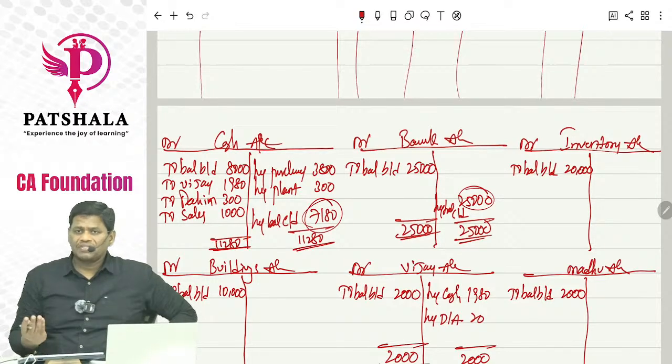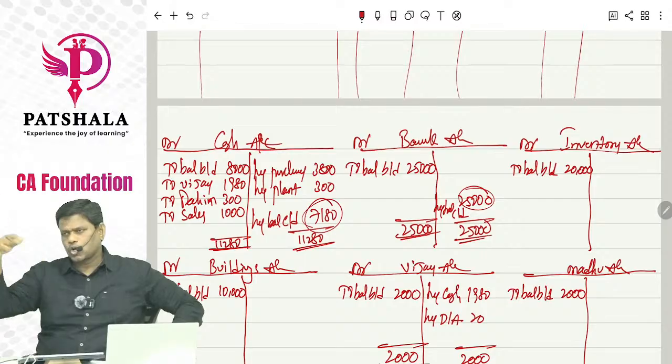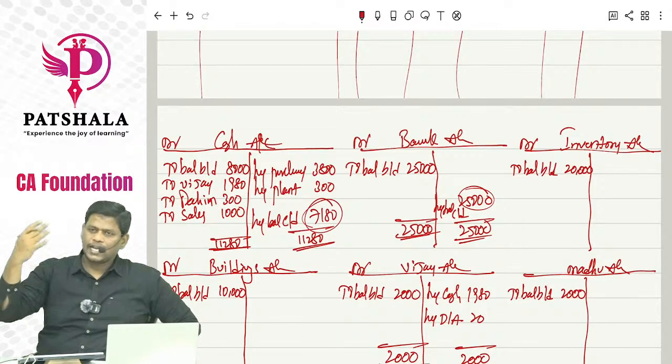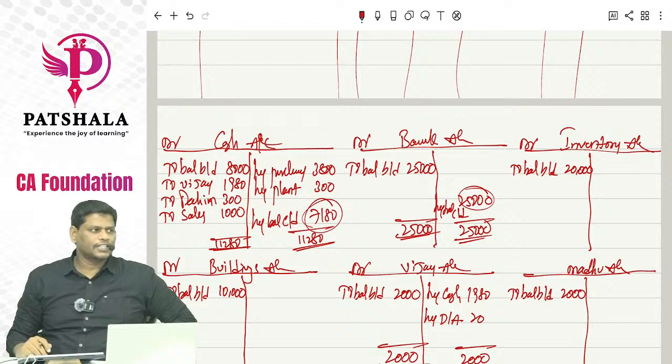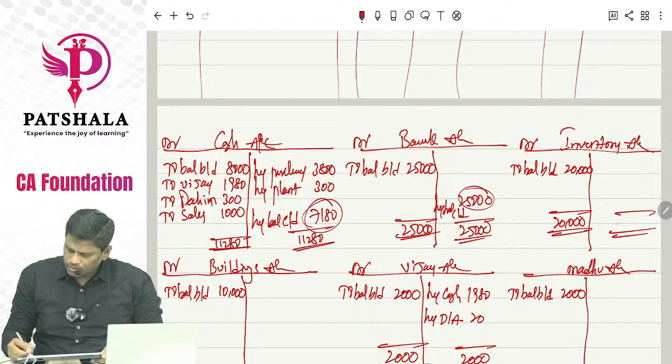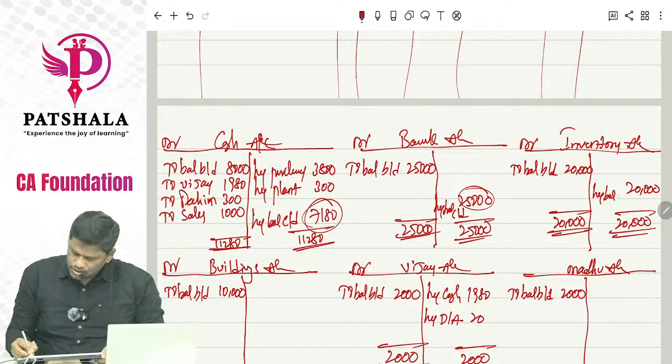Close all accounts. First, which side is higher, that side you total. Balance you write on the opposite side by deducting the lower total. Inventory 20,000, 20,000, 20,000. By balance carry down.